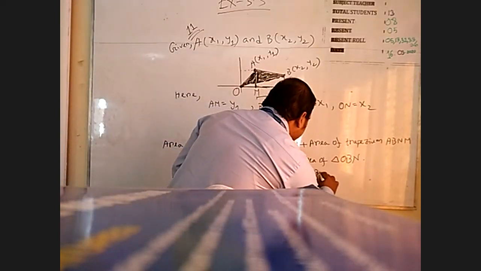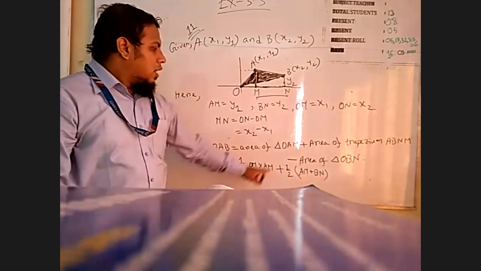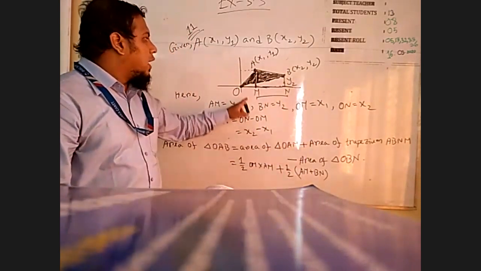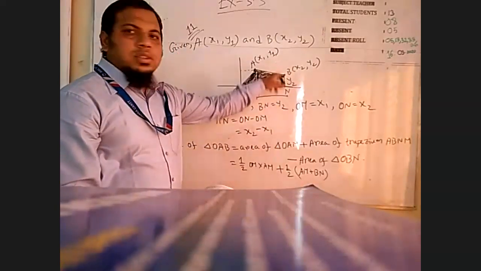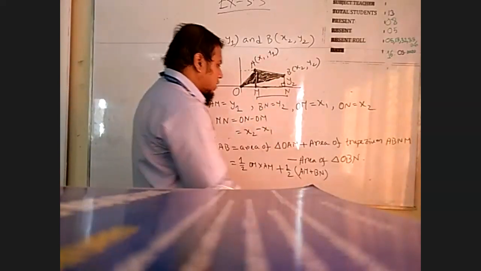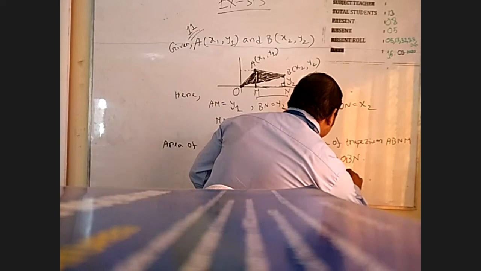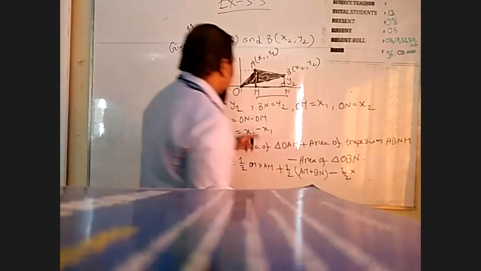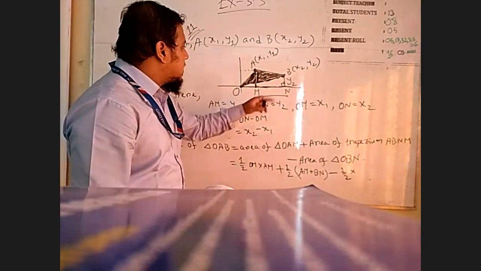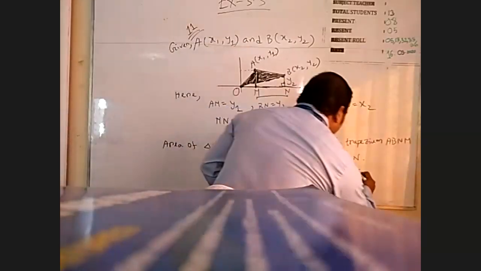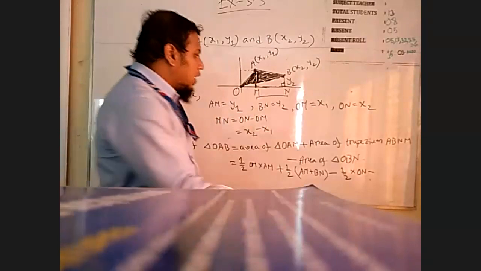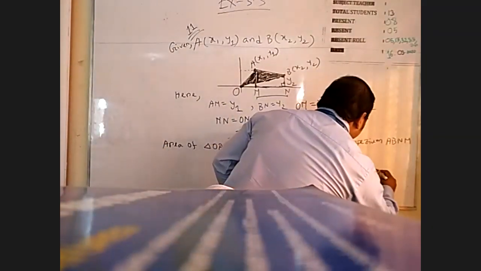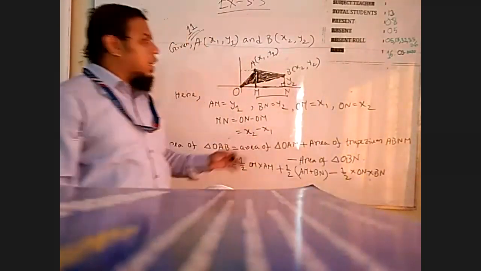AM plus BM, and minus the area of triangle OBN, which is also a right angle triangle: half into base into height. So that means minus half into, what is the base? Base is OL. Sorry, into BN. Half into OL into BN.